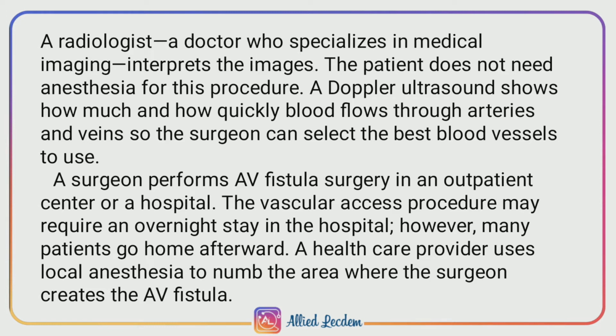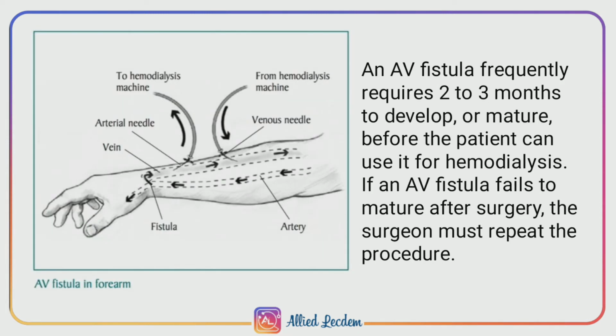Surgeons perform AV fistula surgery in an outpatient center or hospital. A vascular access procedure may require an overnight stay in the hospital. However, many patients go home afterward. A healthcare provider uses local anesthesia to numb the area where the surgeon creates the AV fistula. An AV fistula frequently requires 2 to 3 months to develop or mature before the patient can use it for hemodialysis. If an AV fistula fails to mature after surgery, the surgeon must repeat the procedure.